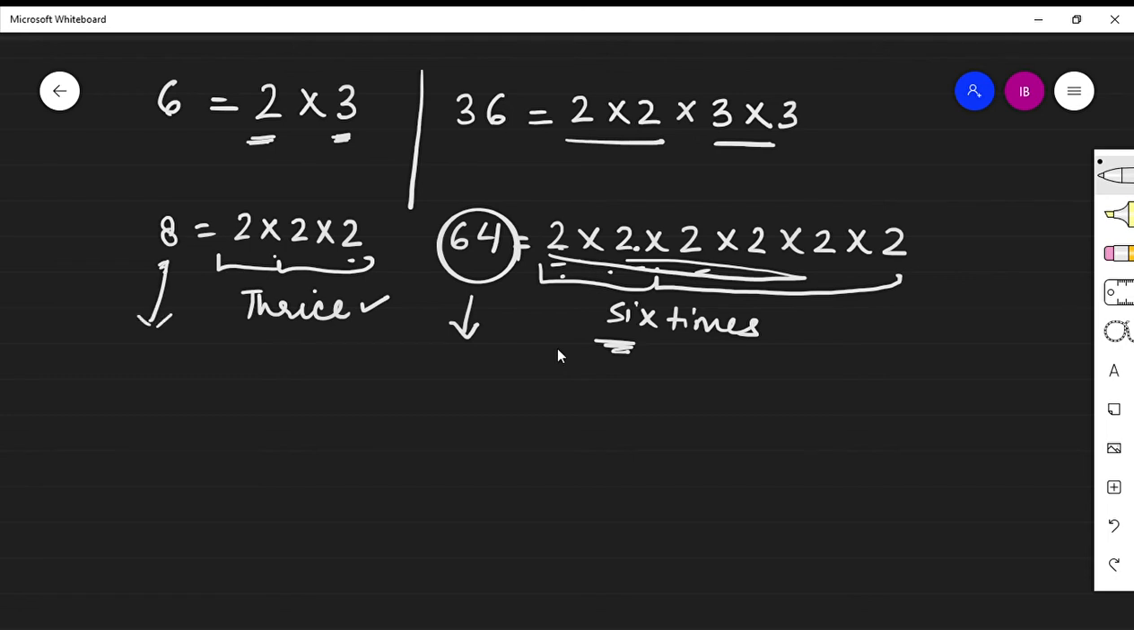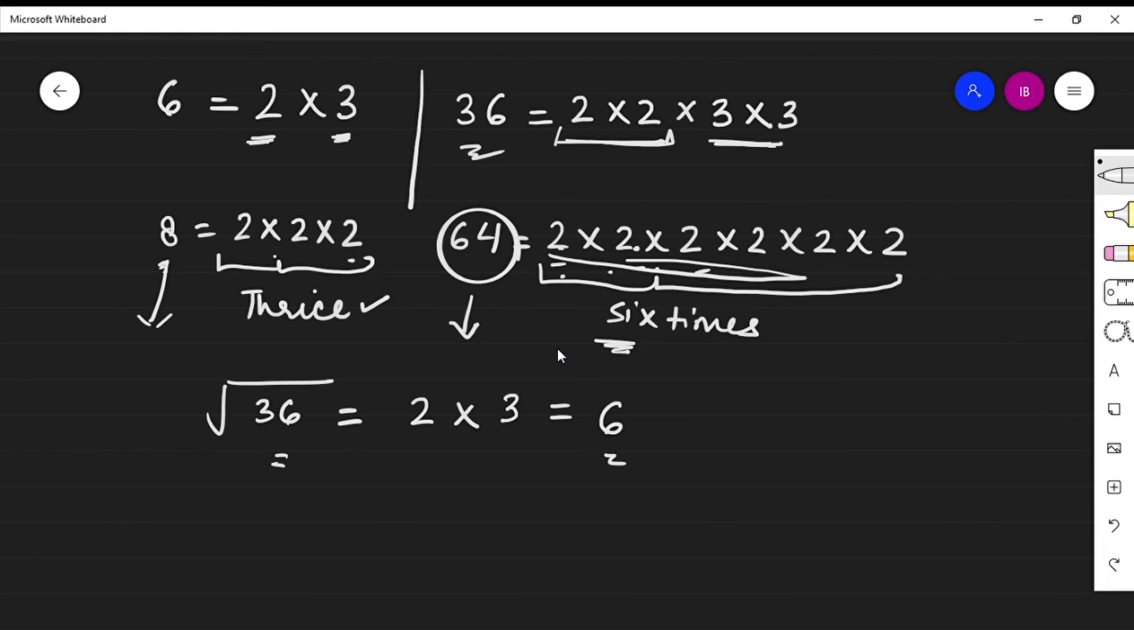So now take this example. If I want to find the square root of 36, for each group of prime factors, I will write it only once, 2. And for this pair or this group, I will write it once. So 2 into 3 is 6. And we all know the square root of 36 is 6.